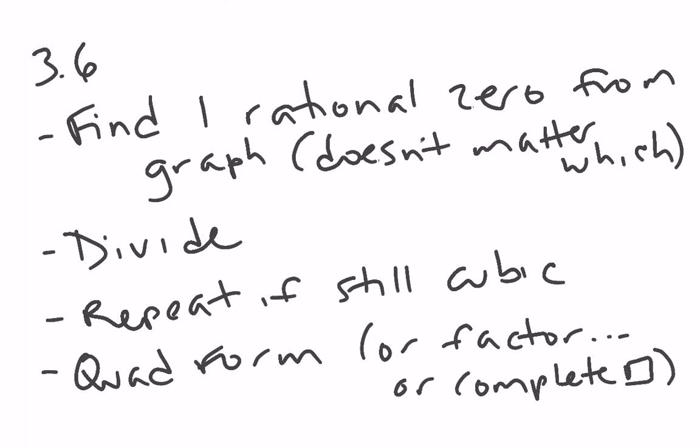Now if I was really evil, I wouldn't let you use the calculator and you'd have to use the p over q thing. But I'm not making you do that. I'm just saying look at the graph, find a zero. Doesn't matter which one. If it has multiple ones, just use one. Then you're going to divide using the box. If you still have the top of your box as cubic, then you're going to repeat the same thing. So now type in your cubic into y1, look for a zero, and repeat.